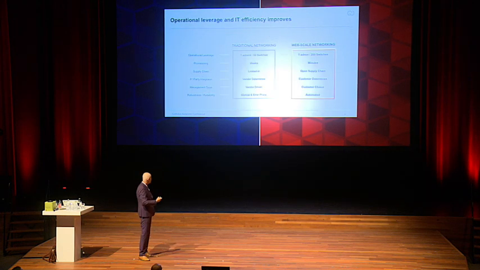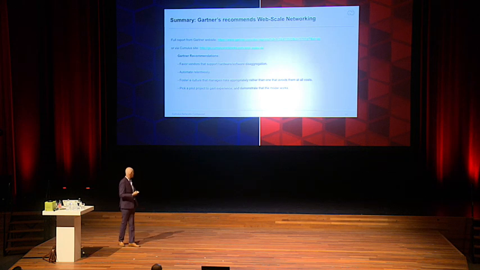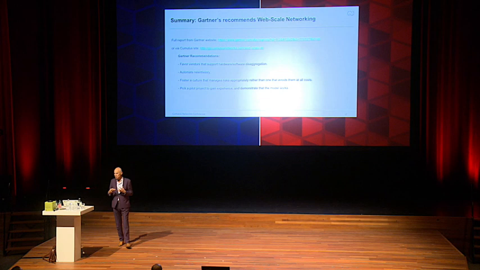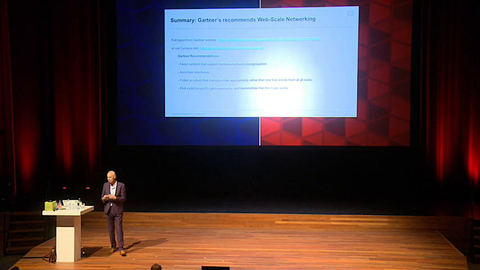They also call it web scale networking, and Gartner is highly recommending a couple of things. First and foremost, take your network stack apart, just like you do with your servers. Do the same thing for your network stack. Take the hardware and the software apart. That's a key thing. They also say automate as much as you can.